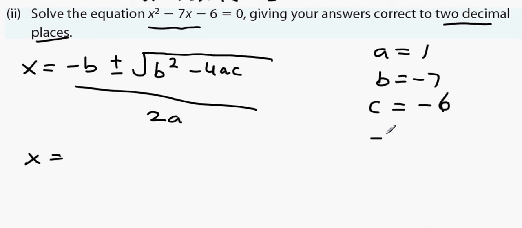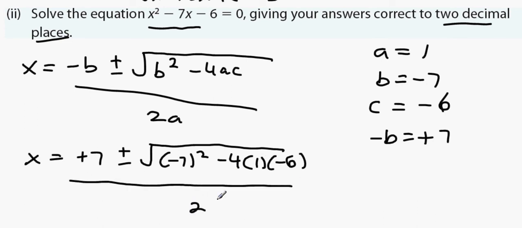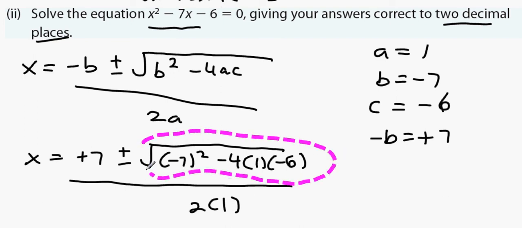Okay, so x equals plus 7 plus or minus the square root of b squared minus 4ac, which is going to give you minus 7 squared minus 4 times 1 times minus 6. And that's all divided by 2 times 1. Now in a test, or just doing any of these questions, I'd always put this straight into the calculator, okay, so this one's going right into the calculator.